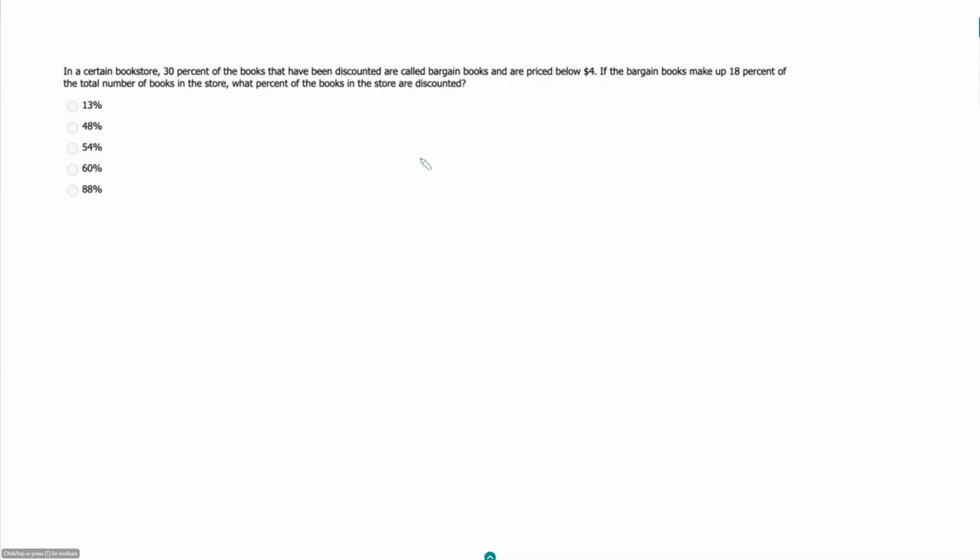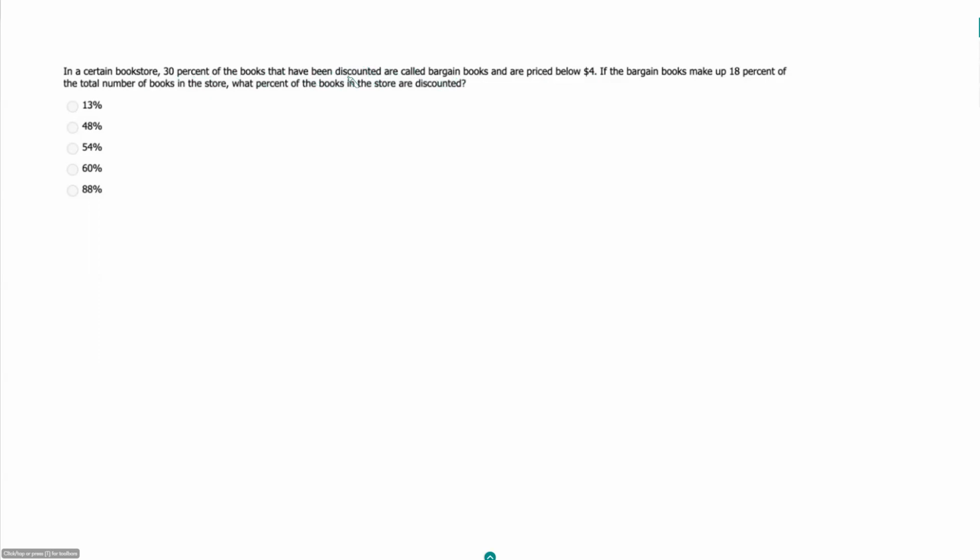I have a big problem with this problem, and that is because they say 30% of the books that have been discounted are called bargain books and are priced below $4. So I think what they are saying is that all of your bargain books are also books that were discounted. But that's an assumption, and I don't think that necessarily has to be true.